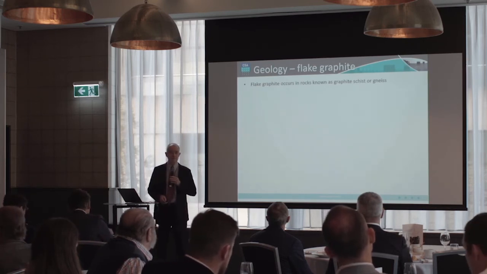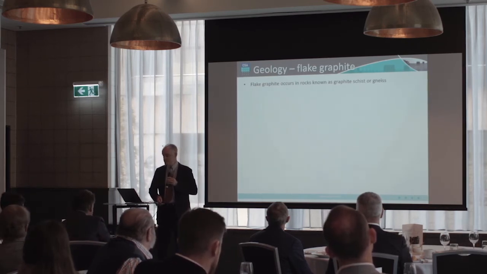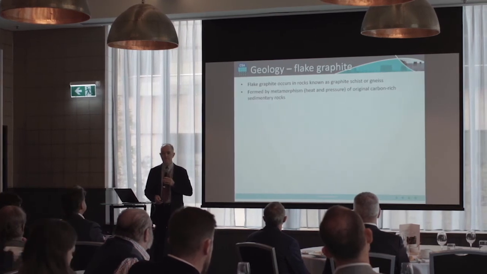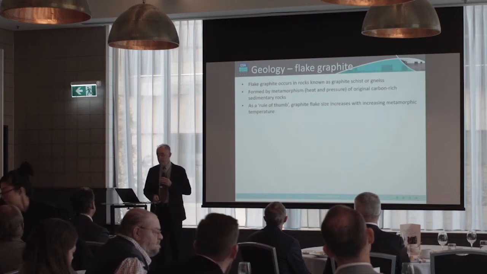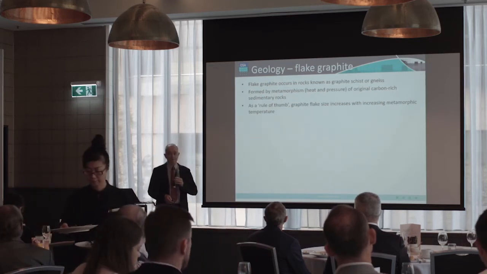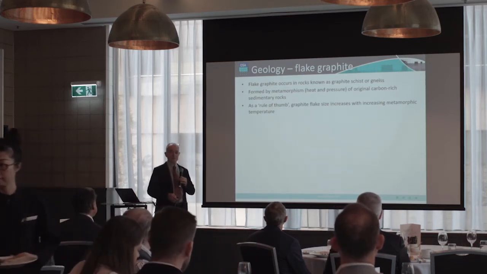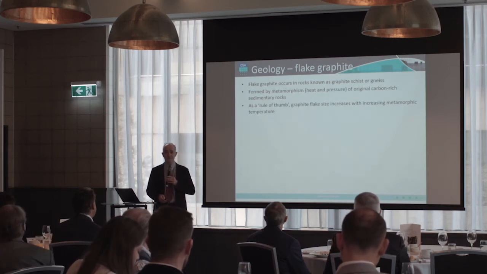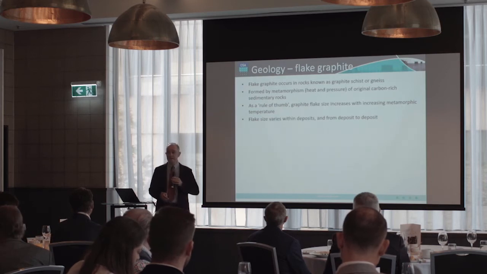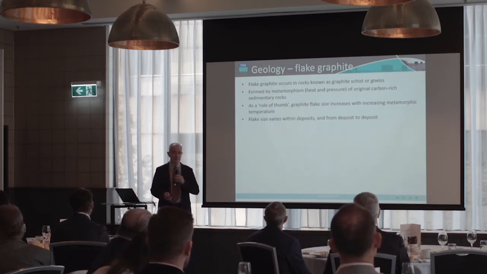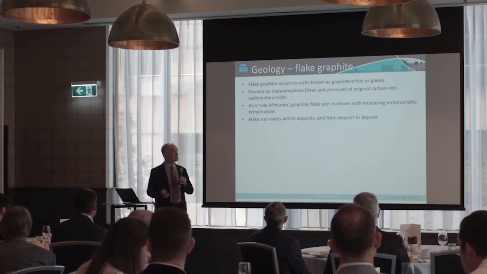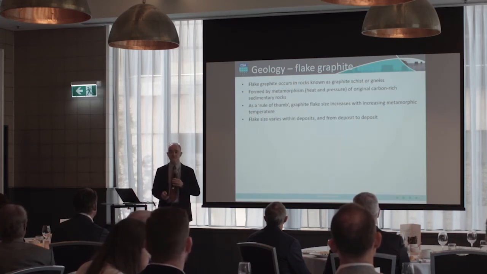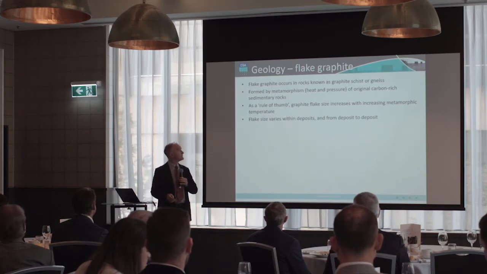Flake graphite occurs in rocks known as gneisses and schists, metamorphic rocks. They're formed by the heat and pressure. As a rule of thumb, graphite flakes, and again I'm focusing on the flakes, increase with increasing temperature of metamorphism. Another thing to note is that flake graphite varies both within deposits in size and character, and from deposit to deposit, so they are not all the same.